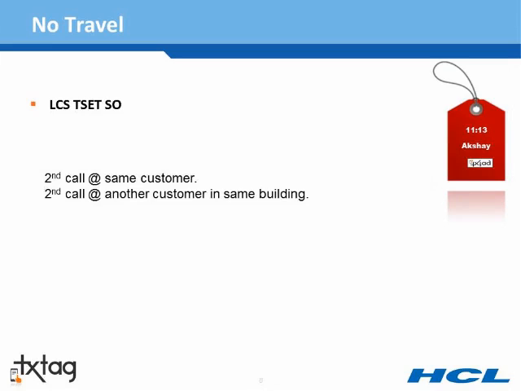Okay, so apart from the 6, which is travel start time, travel end time, job start time, job end time, lunch start time, lunch end time, there is also a 7th variant, which is travel start and end time, which you will use if there is no travel. You are attending a complaint in the same customer place where you attended the previous call, or at another customer place but in the same building, there is no travel time.